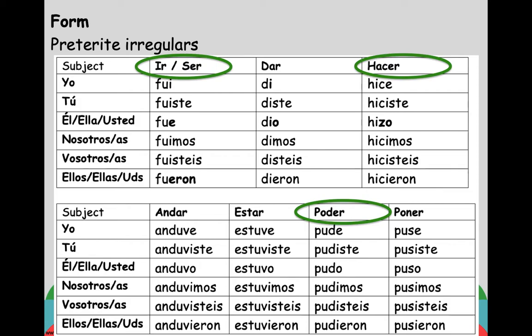I'll just quickly go through the meanings of the other preterites on here in case you want to look at them. So at the top in the middle, you've got dar, the verb to give. So it would be I gave, you gave, he gave, etc. And on the bottom row, andar, the verb to walk. So anduve, I walked. Estar is another verb meaning to be, but we only really use it for location and mood and feelings. And then poner at the end is to put.